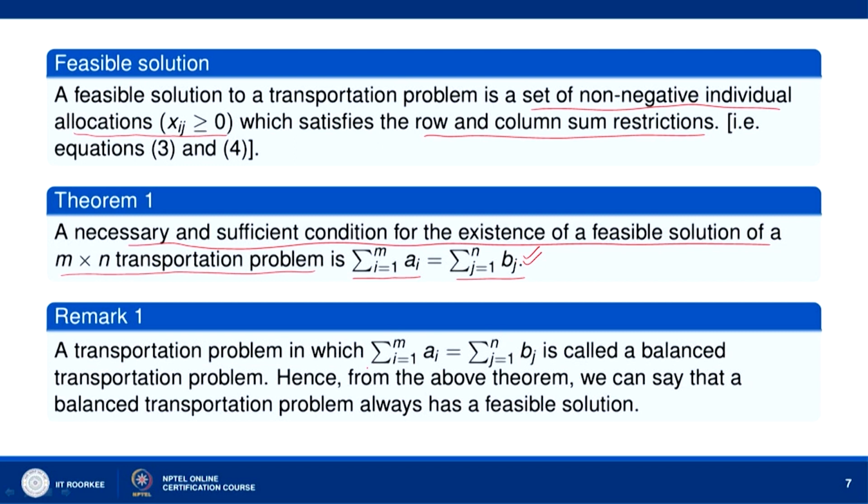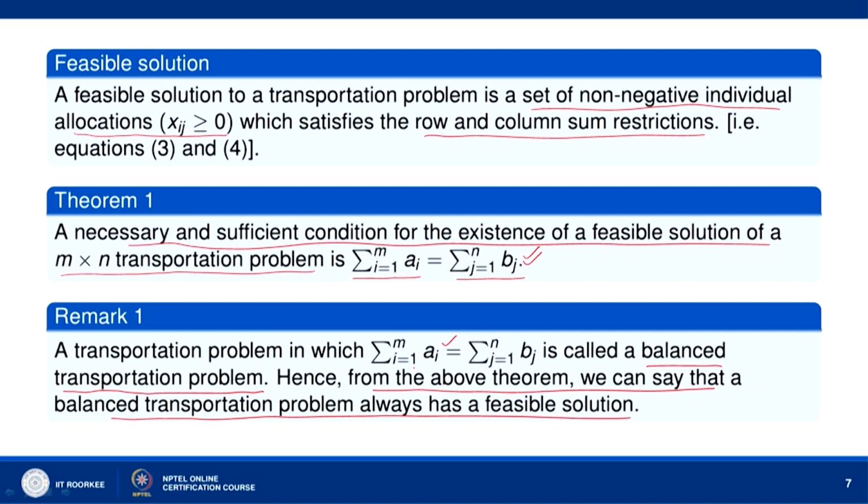Now, a transportation problem in which the condition sigma i equal to 1 to m of a_i equals sigma j equal to 1 to n of b_j holds true is called a balanced transportation problem. We are considering the transportation problem as balanced, because we have assumed that sigma a_i is equal to sigma b_j. Hence, from the above theorem we can say that a balanced transportation problem always has a feasible solution.